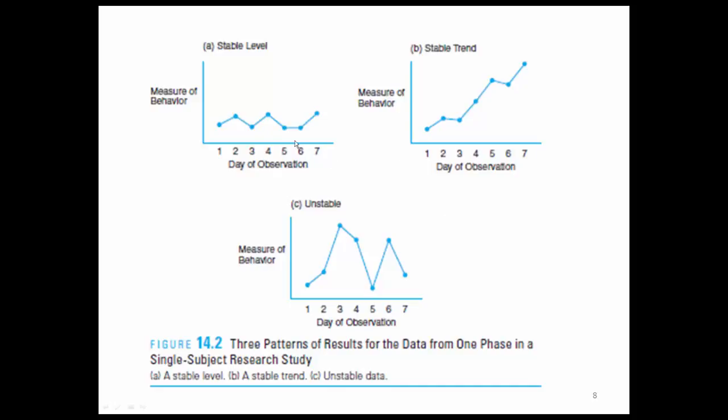The stable level, as you see in this picture, shows a relatively stable score for the individual. As you see on different days, the score is not that much different. The stable trend is that although the score is going up every day, the rate of increase is stable and it doesn't go up and down. But the unstable baseline is a baseline where the participant's score goes up and down or fluctuates dramatically.